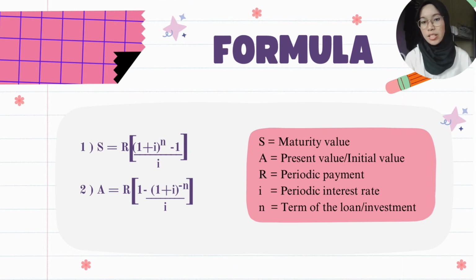First one is S equal to R times ((1 plus i) to the power of n minus 1) over i. Secondly is A equal to R times (1 minus (1 plus i) to the power of negative n) over i. S representing maturity value, A representing present value or initial value, R representing periodic payment, i representing periodic interest rate, and lastly n representing term of loan or investment.